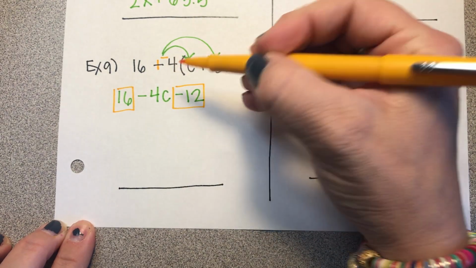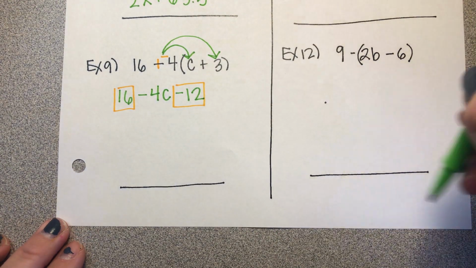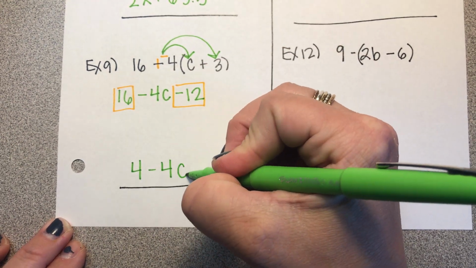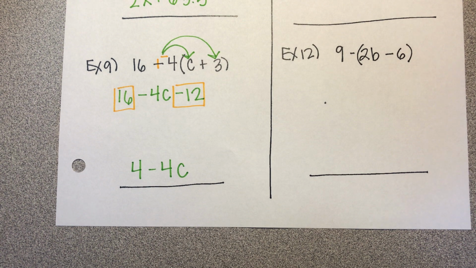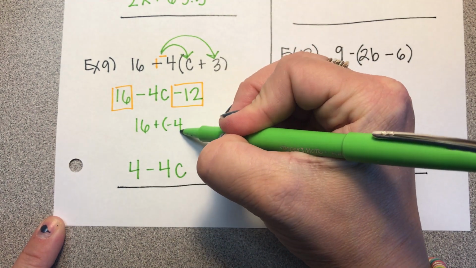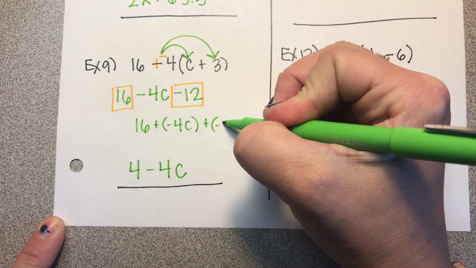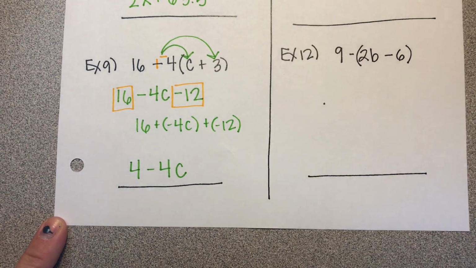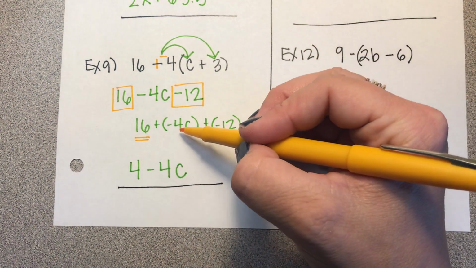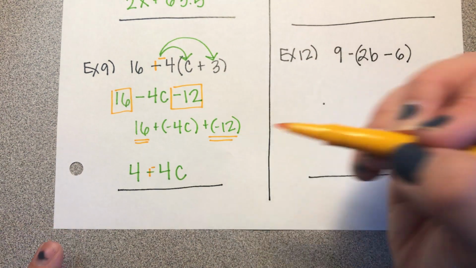16 minus 12 is 4 minus 4c. And again, if you prefer, make yours 16 plus negative 4c plus negative 12. And then you're still going to get the same thing. 16 plus negative 12 is 4, and then plus negative 4c.